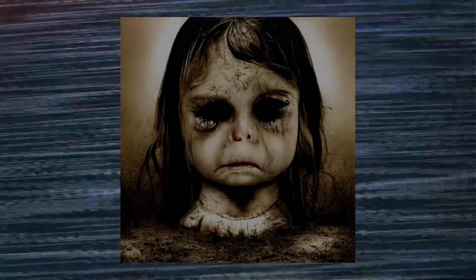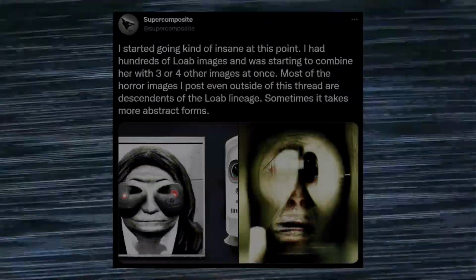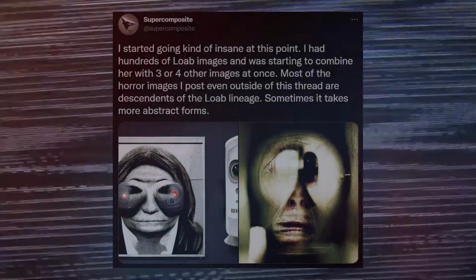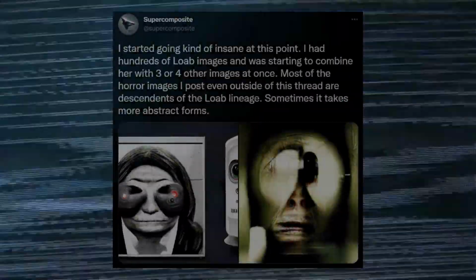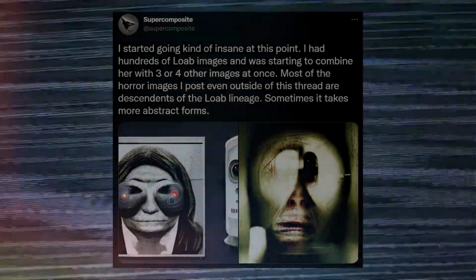Supercomposite started to experiment by combining numerous sets of images and prompts. All contained the same face and lineage, and LOAB would not go away. I started going kind of insane at this point. I had hundreds of LOAB images, and I was starting to combine her with 3 or 4 other images at once. Most of the horror images that I post outside of this thread are descendants of the LOAB lineage.